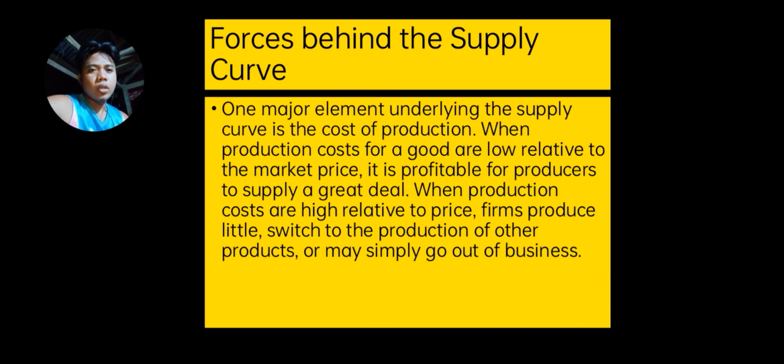Forces behind the supply curve. One major element underlying the supply curve is the cost of production. When production costs for a good are low relative to the market price, it is profitable for producers to supply a great deal. When production costs are high relative to price, firms produce little, switch to the production of other products, or may simply go out of business.